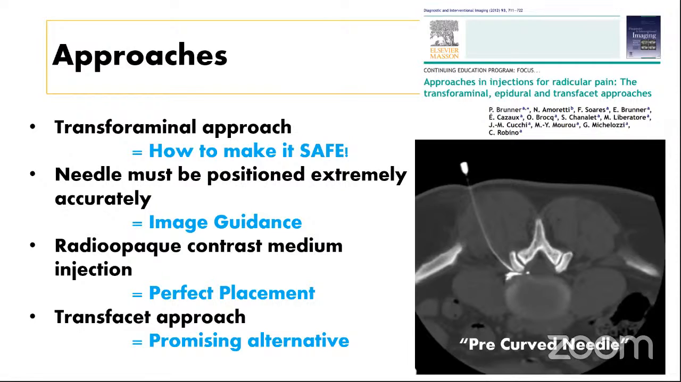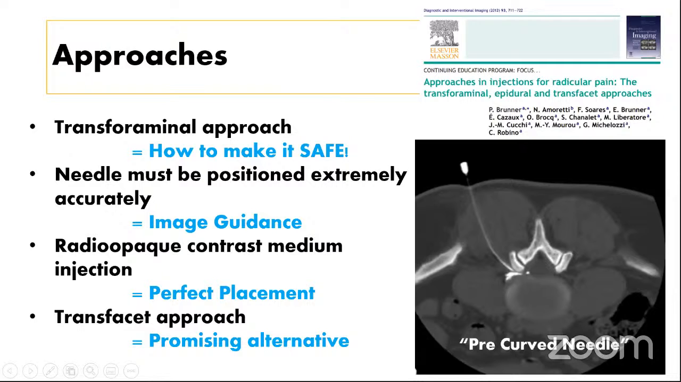So the transforaminal block, this is a very important article which I have not read in detail, but it's very important in the sense that it mentions how the transforaminal approach can be made safe, how the needles can be positioned under image guidance, why you need a radio-opaque contrast to understand the perfect placement of the needle as well as the spread of the contrast, which is directly proportional to the efficacy of the block, and how the transfacet approach is a promising alternative. I have not read the complete article, but this is one which is again new to me.